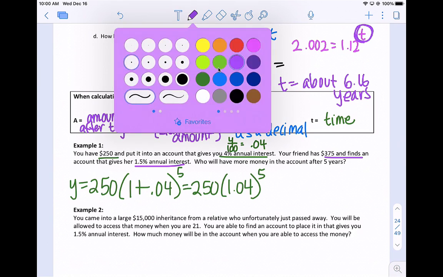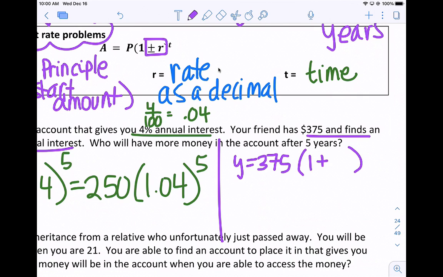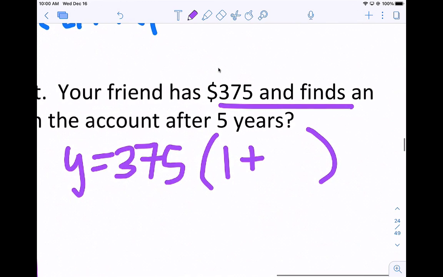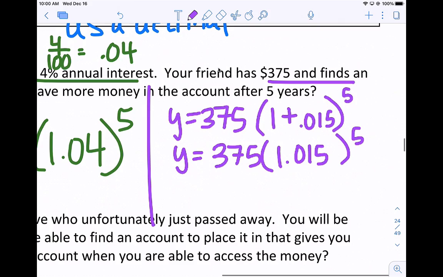Okay, your friend starts with $375. And again, they're earning interest, so it's 1 plus. And they're earning interest at 1.5%. Again, if you divide that by 100, it's 0.015. So we'll put that right here, 0.015. And again, to the 5th power. Again, you can add the 1 to the decimal. This would be a little bit faster to type into your calculator.